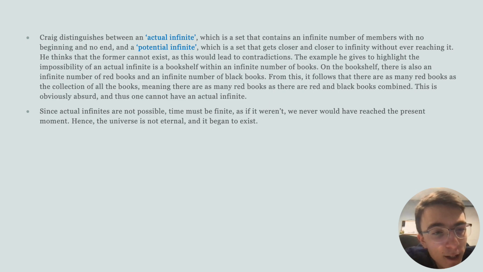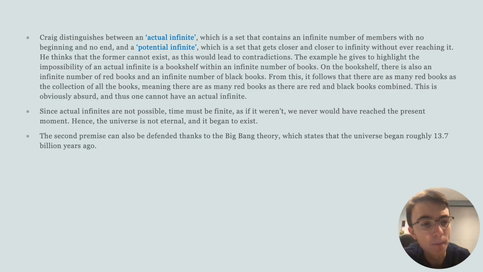So, if actual infinites are not possible, time must be finite. Because if it were not, we wouldn't have actually reached the present moment, right? If time were infinite, there wouldn't be a present. So it follows from this, according to Craig, that the universe began to exist. It's not eternal. That's the philosophical argument for the non-eternality of the universe. But you can also defend that premise according to science.